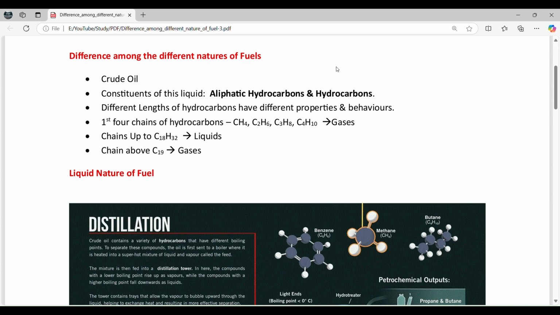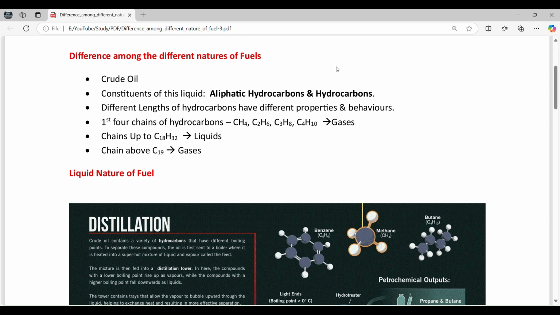Different lengths of hydrocarbons have different properties and behavior. For instance, a one carbon atom chain is the lightest chain. Example, CH4, which we call methane. This is the lightest chain because it contains only one carbon. So, the longer the chain, the heavier the hydrocarbon.